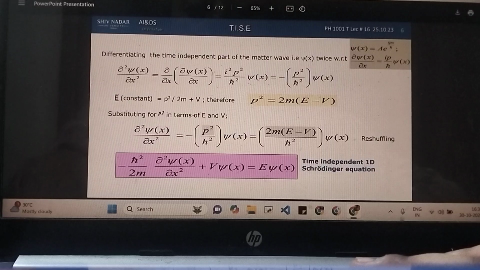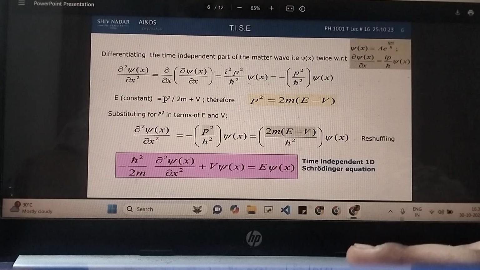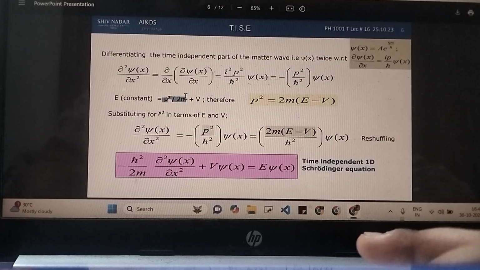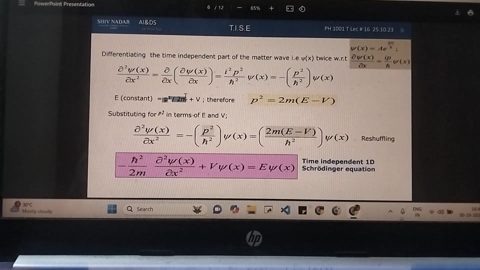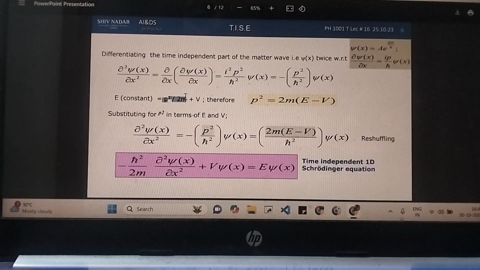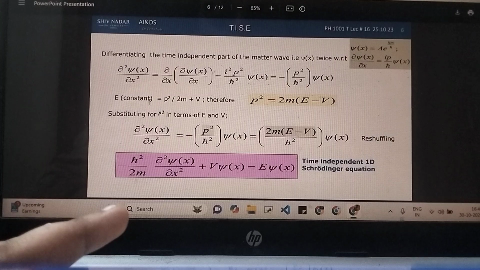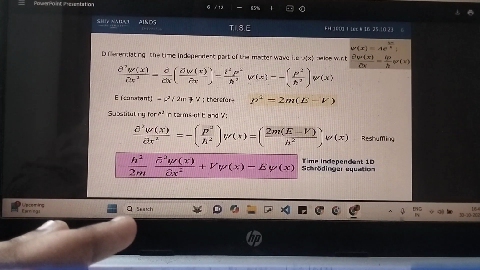We saw that energy equals potential energy plus kinetic energy. Potential energy is V and kinetic energy is p squared by 2m. I just described how this happens in the previous section. Kinetic energy is mv squared by 2. You multiply and divide by m, you get m squared v squared upon 2m, and mv is your momentum, so m squared v squared by 2m is nothing but p squared by 2m. So that is how you get kinetic energy is p squared by 2m, plus V.